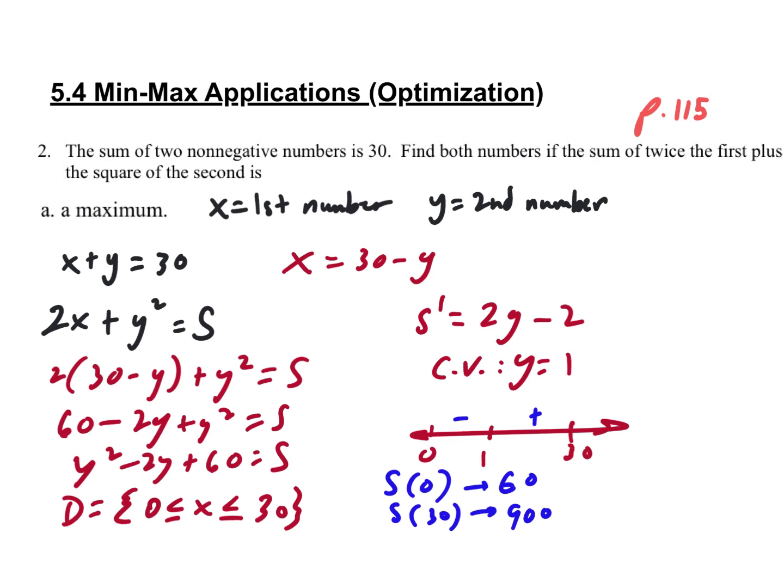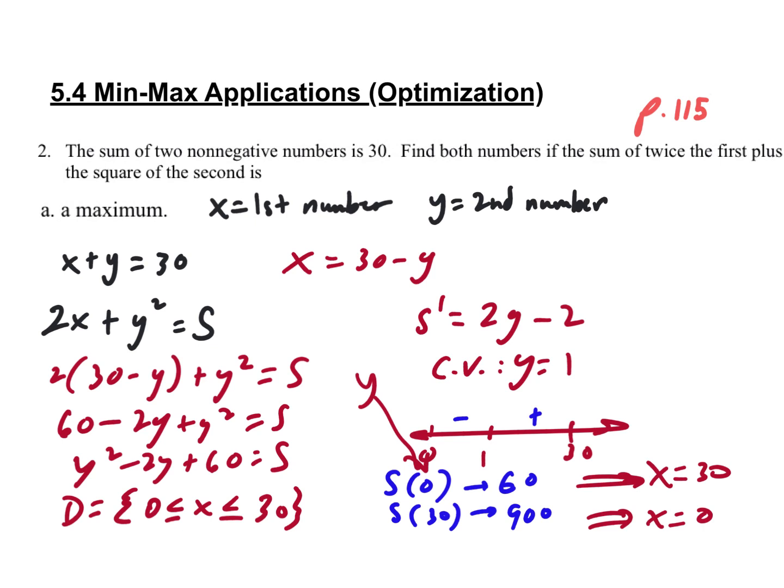Okay. So here, we're saying that this is y. So in this case, x would have to be 30. And in this case, x would have to be 0. Because the numbers have to add up to 30. Okay, so then the max would be x equals 0. Correct. So the max occurs when x equals 0 and y equals 30.